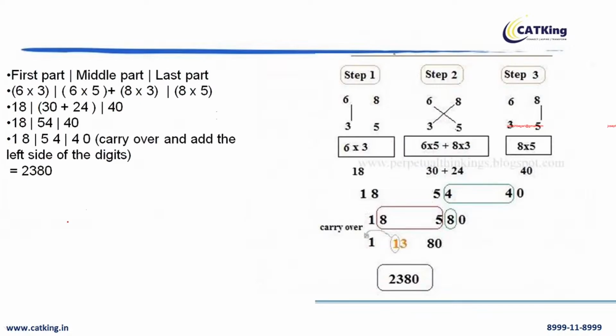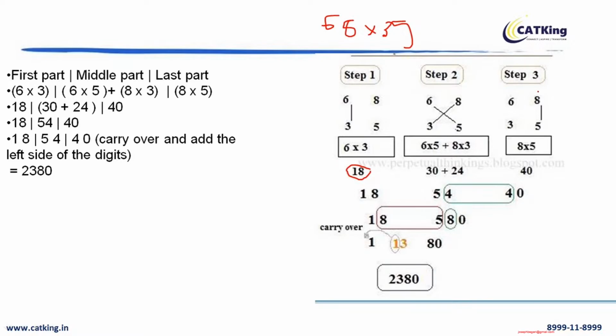Alright, let's look at another example. So here the numbers are 68 and 35. 68 into 35. Correct? So this is basically 8 into 5. You multiply 8 into 5, you will get 40. Alright. In the next step, you know we have to cross multiply. So when you cross multiply, it is 6 into 5, and you add what? 8 into 3, the other cross multiply. Alright. So 6 into 5 will give you 30, and 8 into 3 will give you 24. So you will write 30 plus 24, which should give you 54.